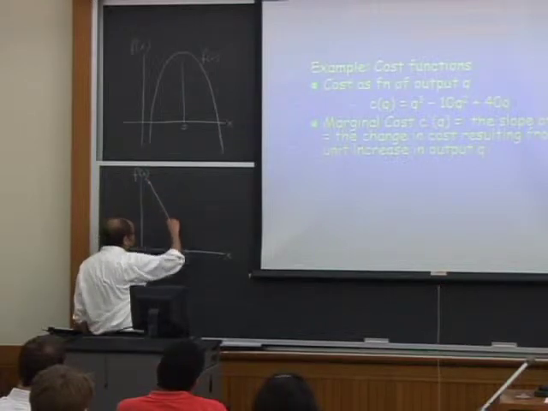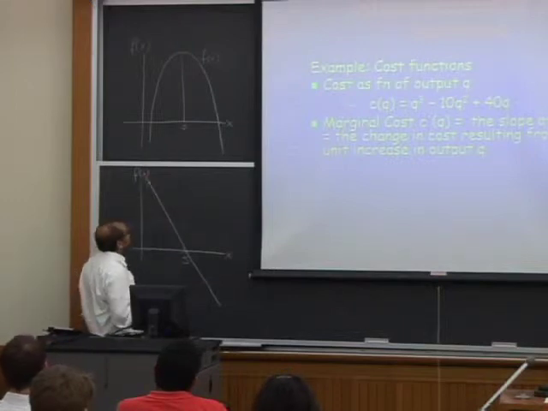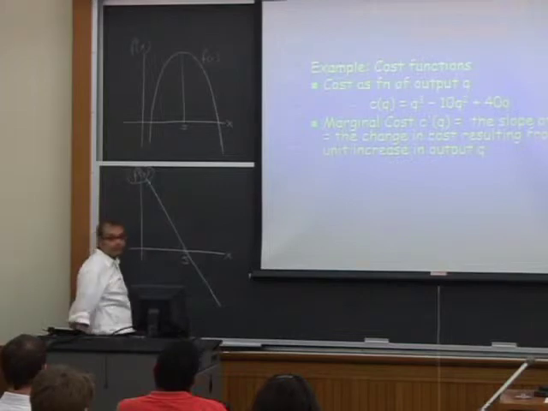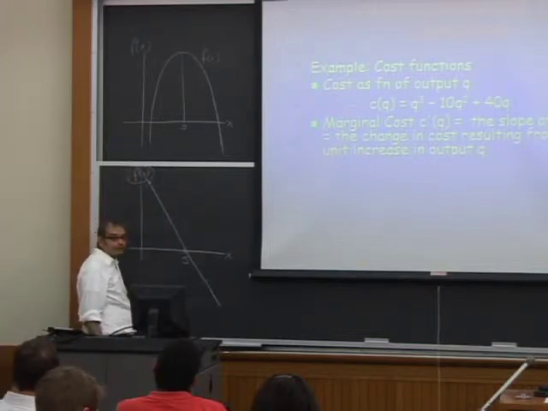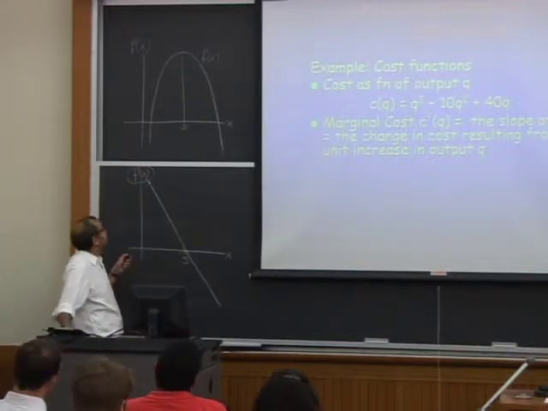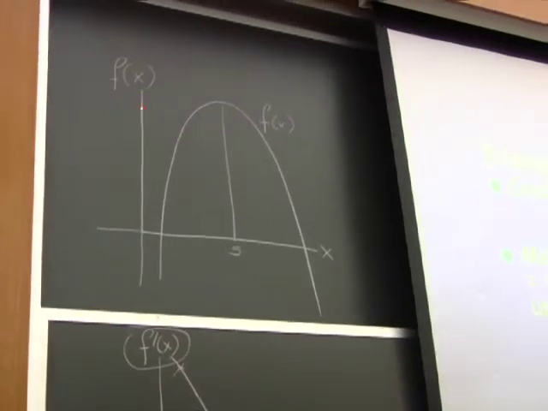So the function that describes the slope of the function above, i.e. its derivative, here is a straight line. If you plug the value 5 into f of x, you'll get some number, whatever that number happens to be.